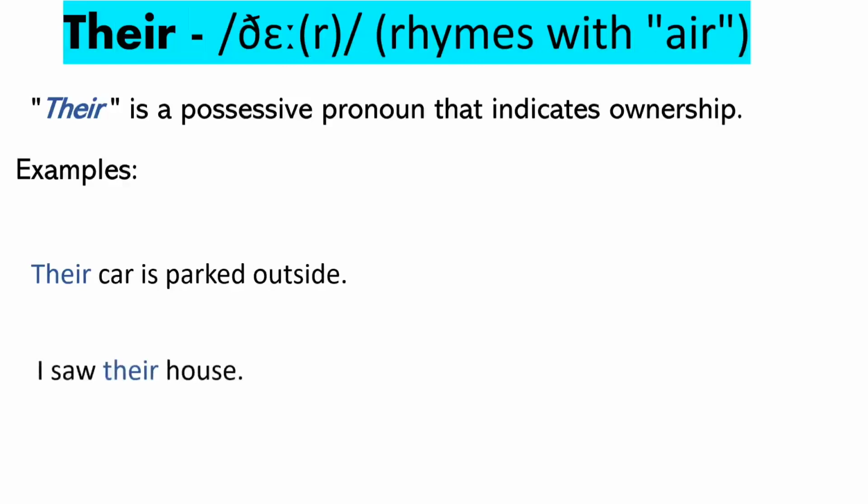In the sentence, their car is parked outside, the word their is used to indicate that the car belongs to a group of people. Similarly, in the sentence, I saw their house, the word their is used to indicate that the house belongs to a group of people.